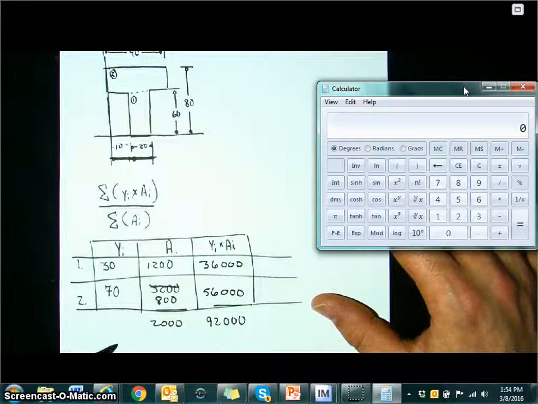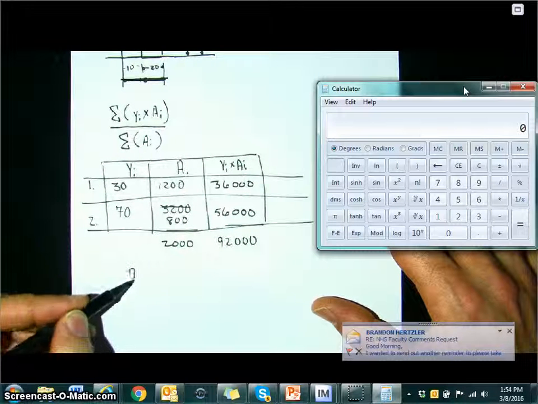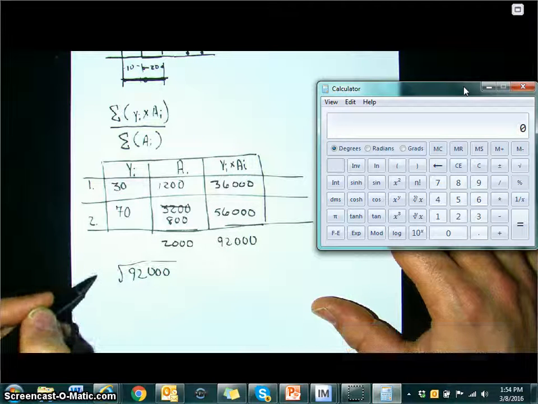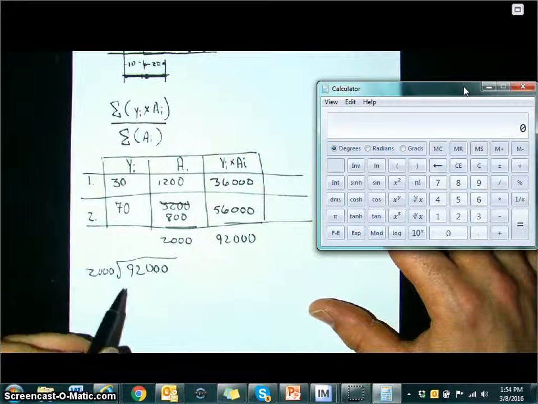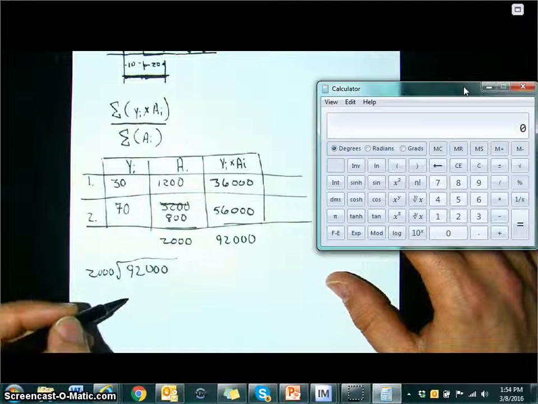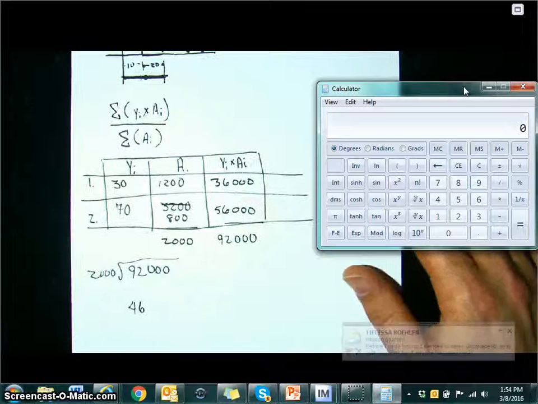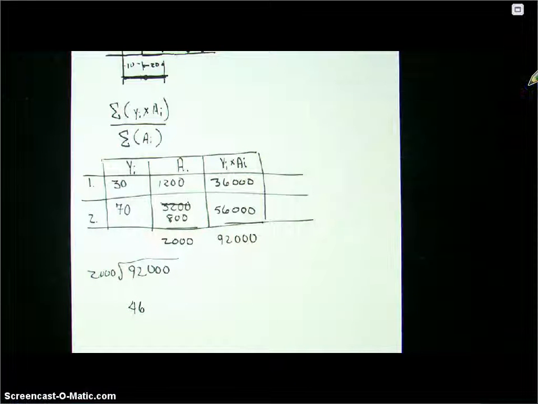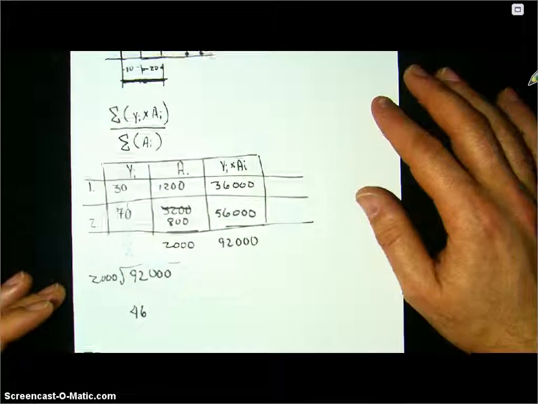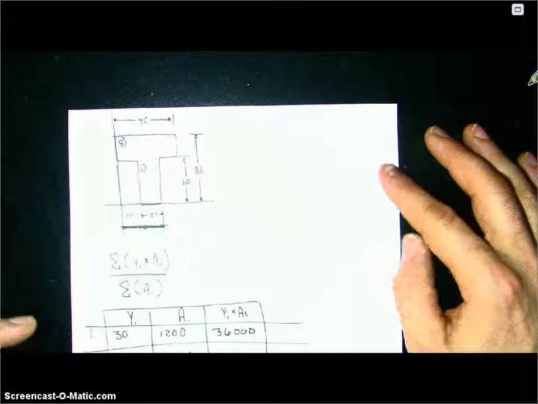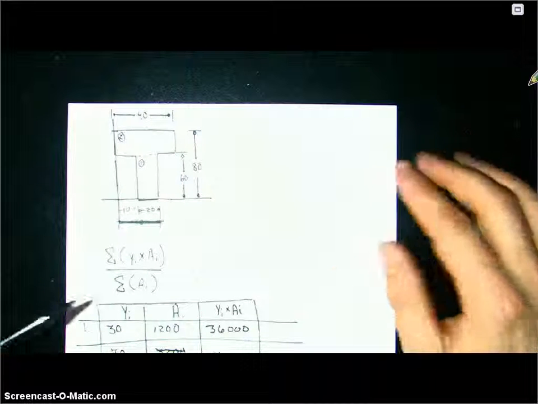So if I take, let me just write it out here, 92,000 divided by 2,000, I end up taking away all the zeros, right? I'm left with 92 divided by 2, and I get 46. Oh my dear Lord. So what is 46 telling us then? That is 46 and 3 and 0.